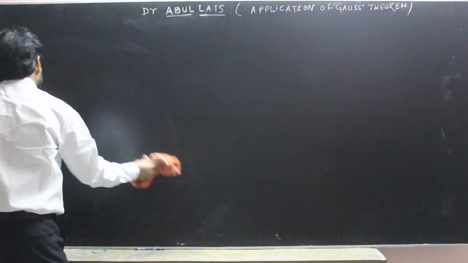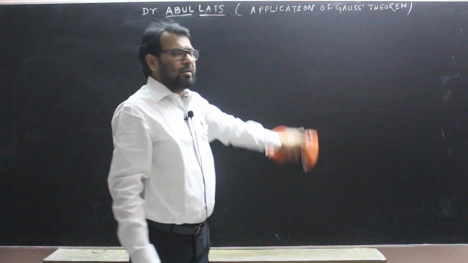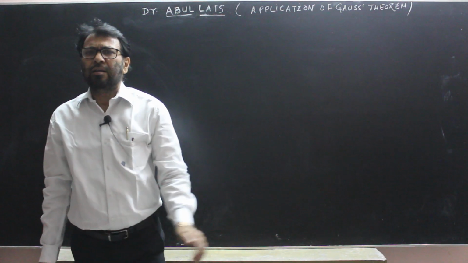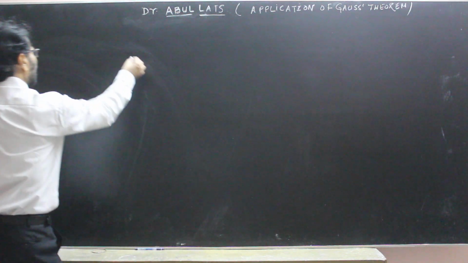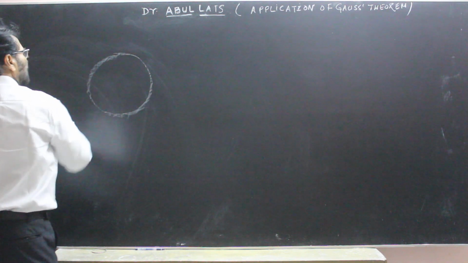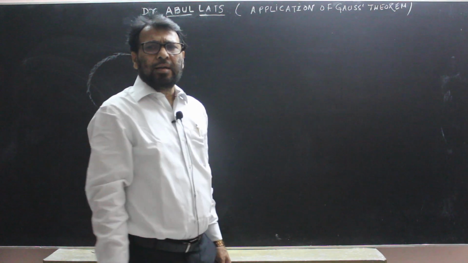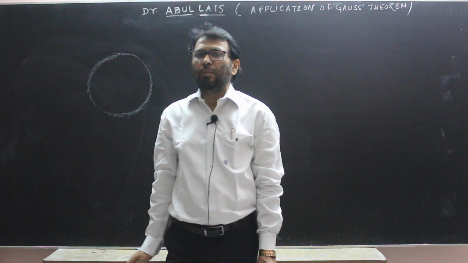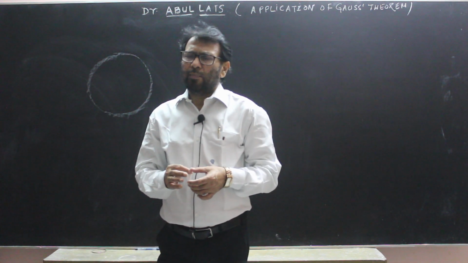Now if some charge is given to a conductor, we can prove that the charge given to a conductor will reside on the surface of the conductor. This is your conductor. So now what is a conductor? Conductor is an equipotential body.